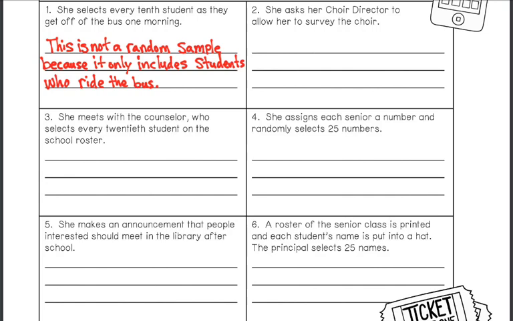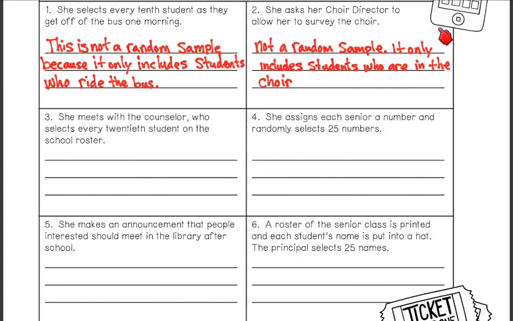All right, number 2, it says she asked the choir director to allow her to survey the choir. Same scenario, this is not a random sample, and the reason is that it only includes people that are in the choir. If you're not in the choir, you're not included. That means it's not the population, it's just a sample, and it's not a random sample because it's not including everybody with an equal chance.